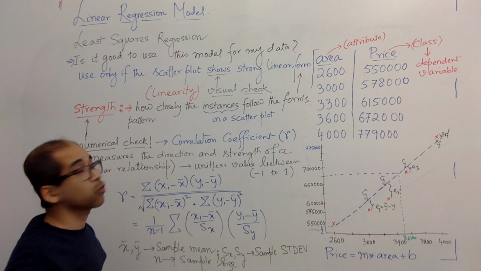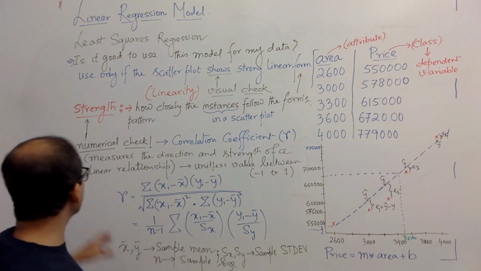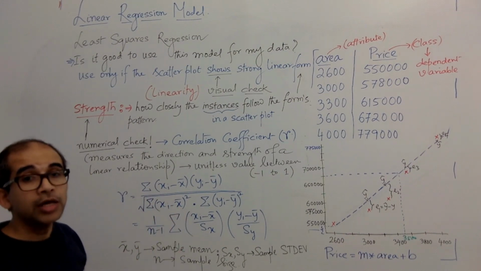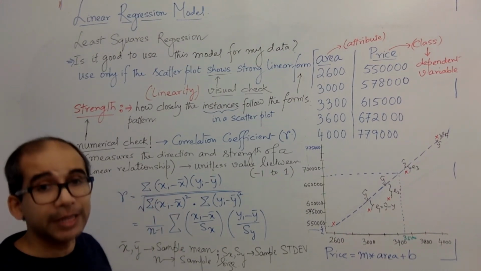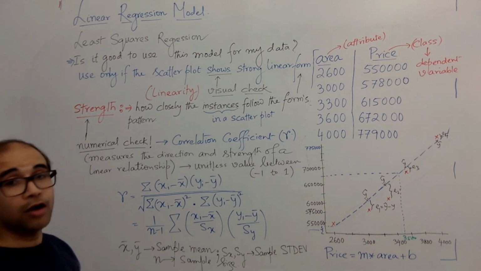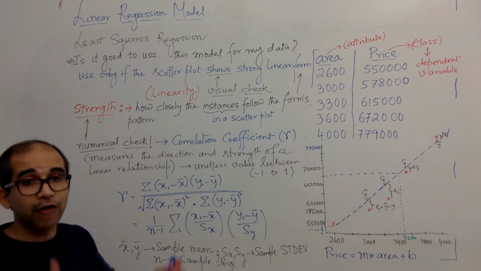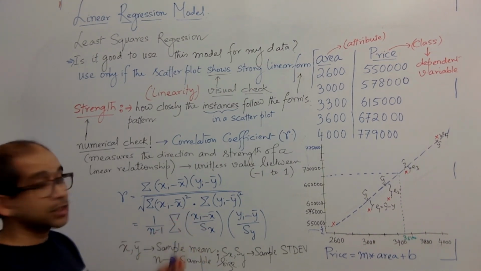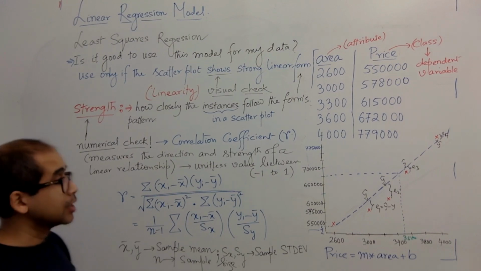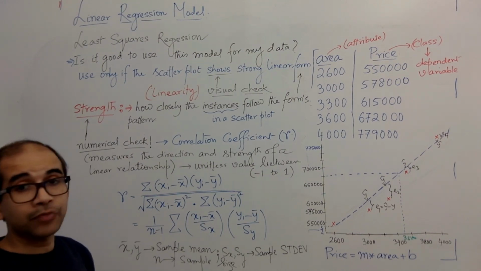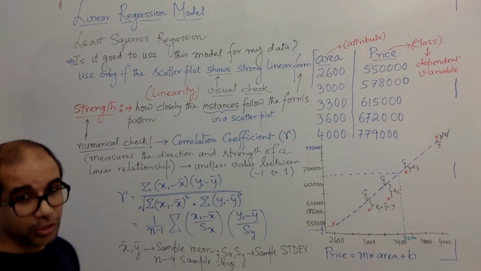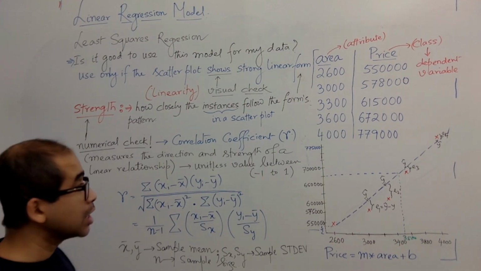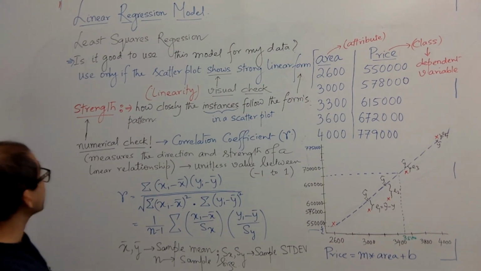It is done using a correlation coefficient, or R. The correlation coefficient measures the direction and the strength of a linear relationship. It is a unitless item, and the value of the correlation coefficient R varies from -1 to +1: -1 when there is a strong negative linear relation, and +1 when there is a strong positive relation. We want to see a strong relationship; then only can we model it using a least square regression.